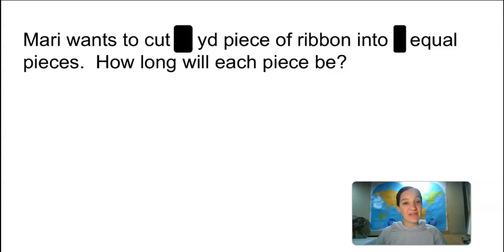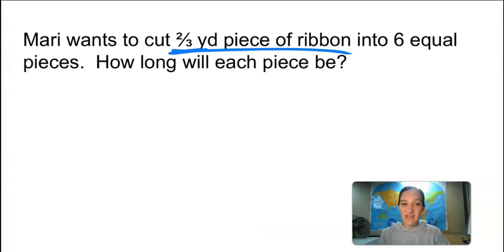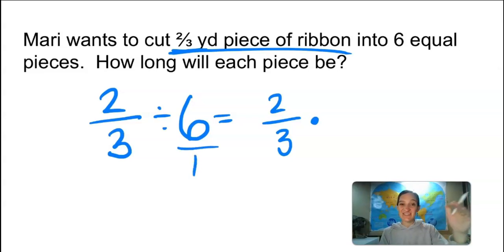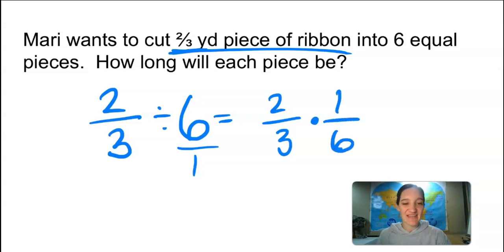So we need to put the ribbon first. How long is the ribbon? Well, it is 2/3 of a yard piece of ribbon. So the 2/3 goes first. Even though the 2/3 is a lot smaller than the 6, in the story problem, it's the ribbon that we're cutting up, that we're dividing up, so it needs to go first. Then we're going to keep the 2/3, change to multiplication, and flip. How do you flip a whole number? Well, you put it over 1, because 6 over 1 is the same thing as just 6. Then we're able to flip it to be 1/6.